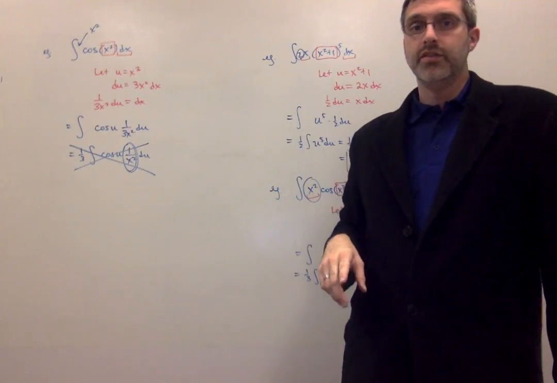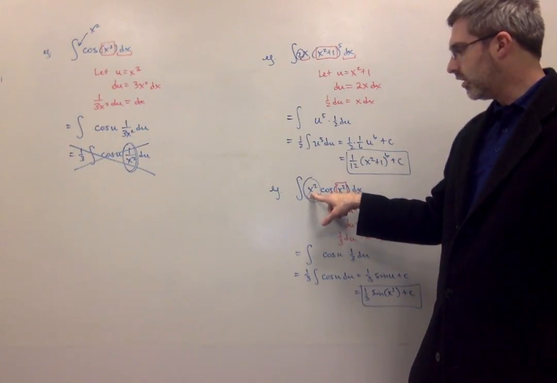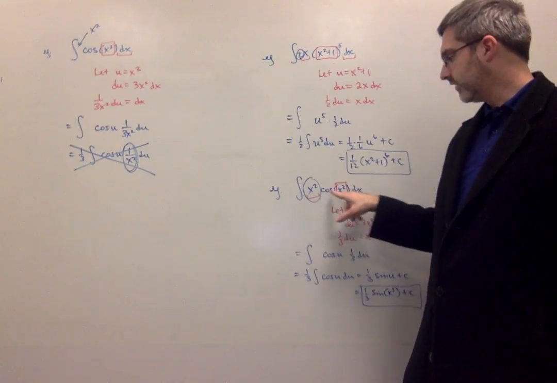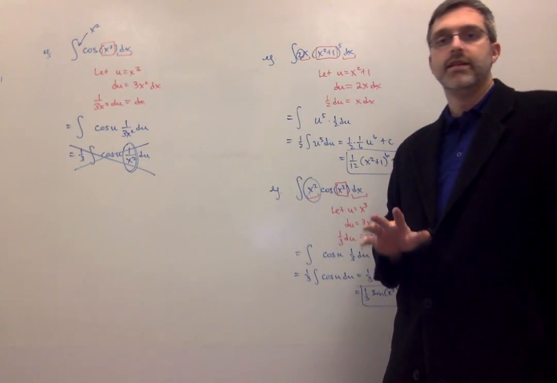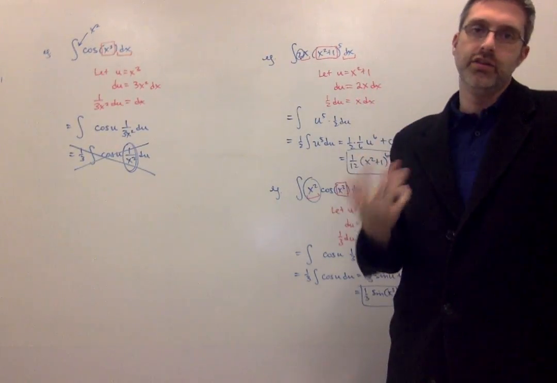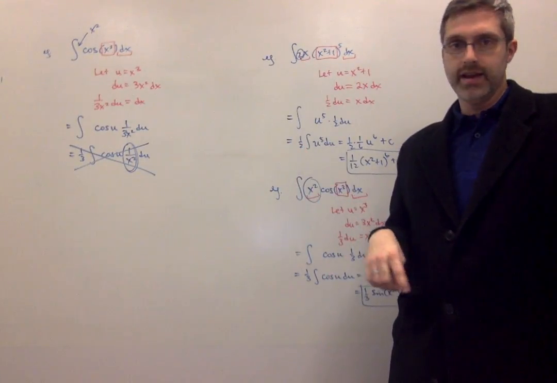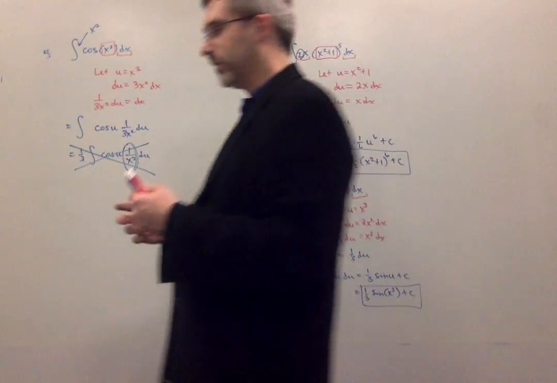So the problem has to be cooked up in such a way that you see almost completely, if not fully, the derivative of the inner function sitting here somewhere. If you don't see that, chances are that you can't actually use substitution. You can try it, but it may not end up working out correctly. Okay?